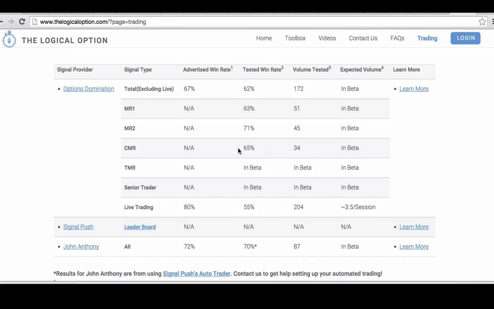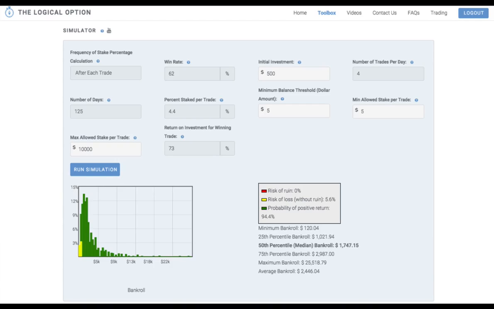Alright, now taking this 62%, let's hop over to the toolbox page on The Logical Option site. We'll go to the simulator tool, plug in our inputs, and look at what our forecast is going to tell us. As you can see on the simulator tool, the inputs I'm using are based on the win rate that we have recorded historically. If you have any questions or for more details, please review the training video that we have on the simulator tool. Alright, so the win rate is 62%.